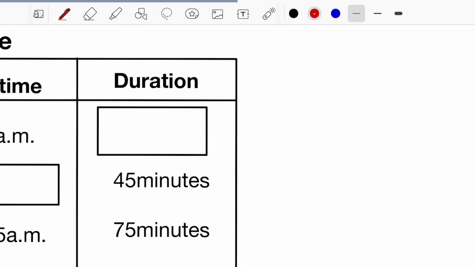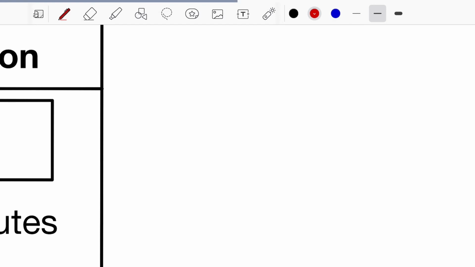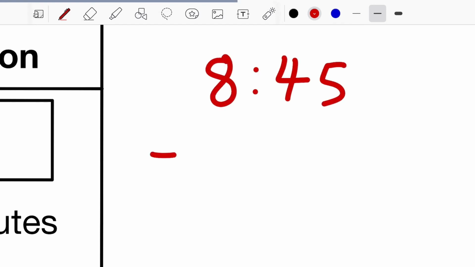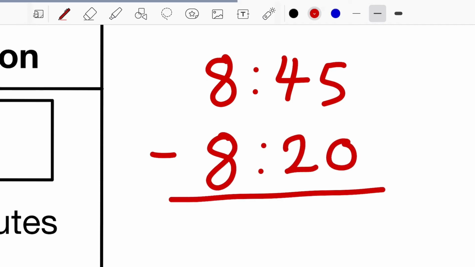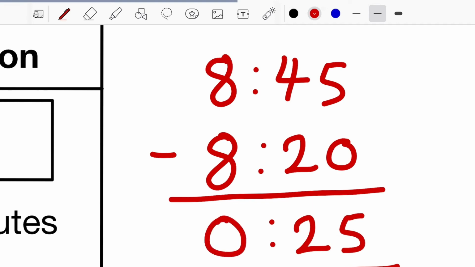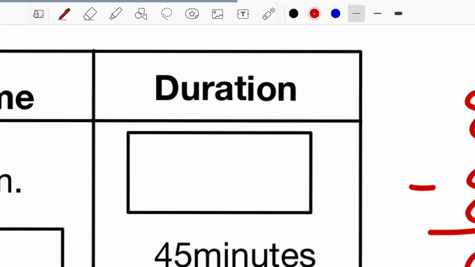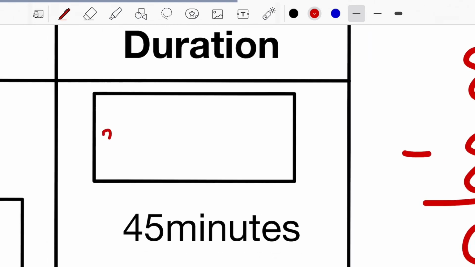So end time is 8:45, start time is 8:20, so that's a simple subtraction. 45 take away 20 is 25. 8 take away 8 is 0, so that's 25 minutes. I will put MINS for short for minutes.